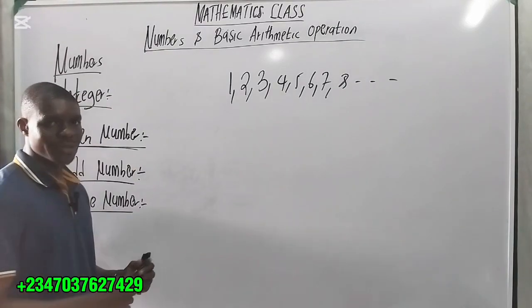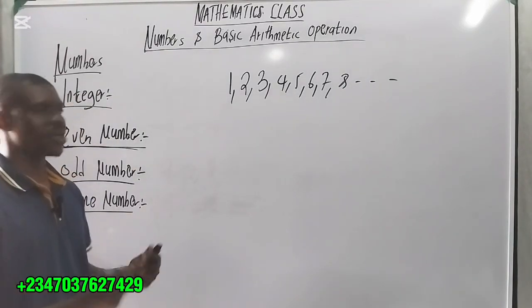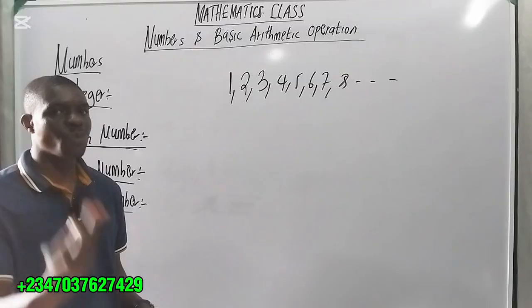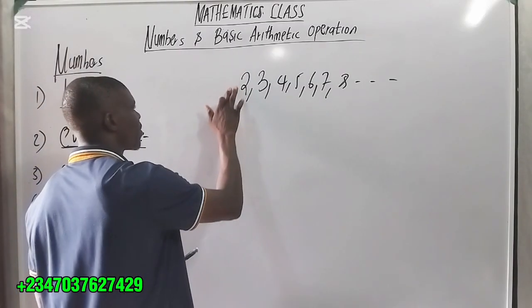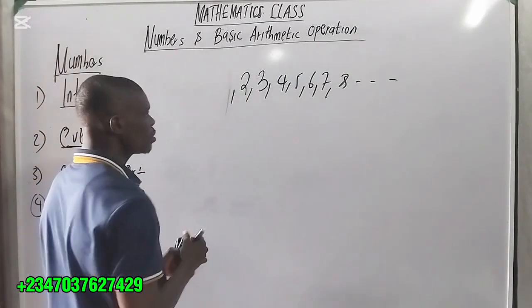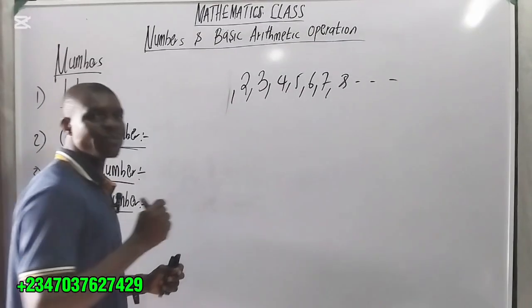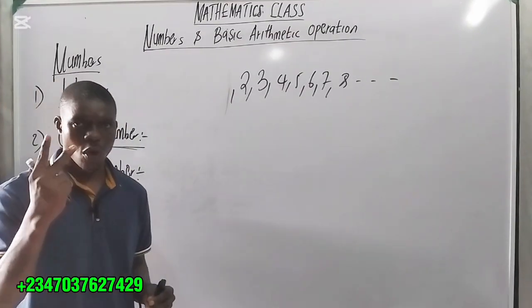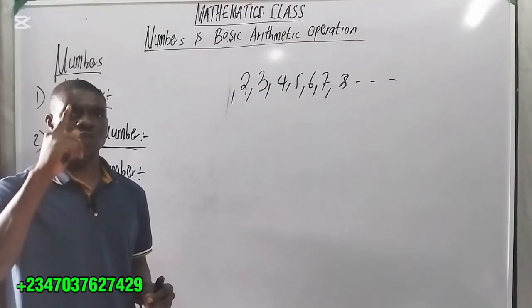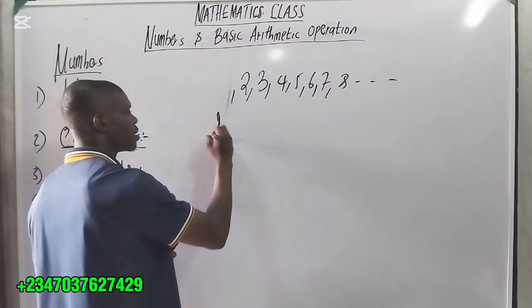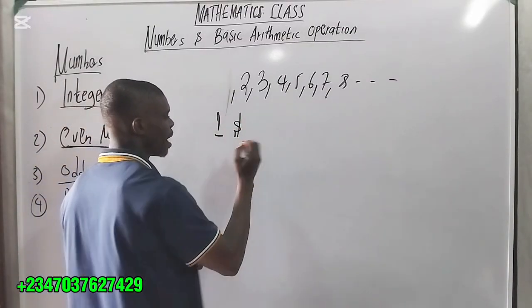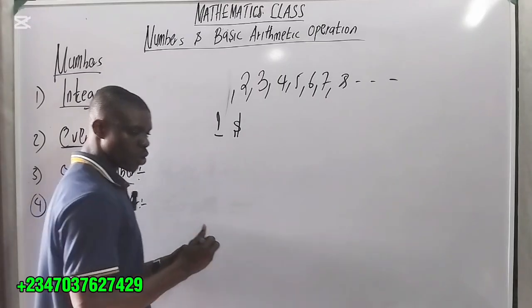Now, this is where confusion comes in. People do say 1 is a prime number, but 1 is not a prime number. A prime number can be from 2 and above, and it must have 2 factors, or be divisible by 2 numbers, which are 1 and itself.